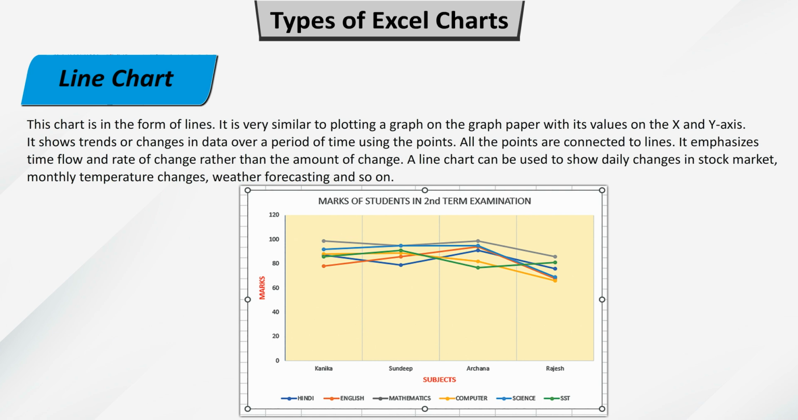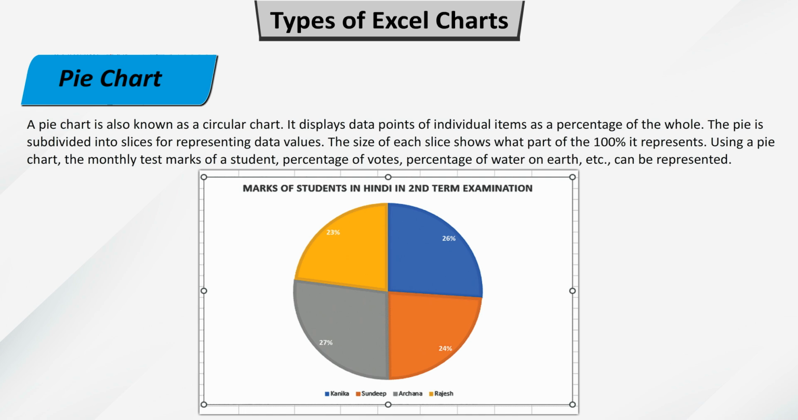It emphasizes time flow and rate of change rather than the amount of change. A line chart can be used to show daily changes in stock market, monthly temperature changes, weather forecasting, and so on. Pie chart. A pie chart is also known as a circular chart.